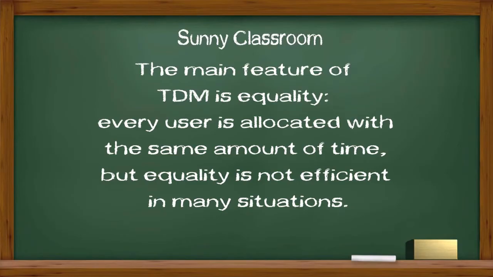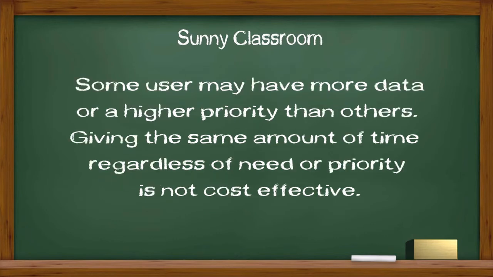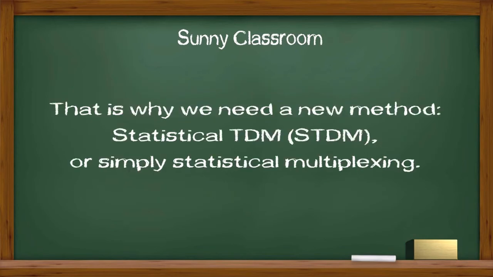The main feature of TDM is equality. Every user is allocated with the same amount of time, but equality is not efficient in many situations. For example, some users may have more data or higher priority than others. Giving the same amount of time regardless of their need and priority is not cost-effective. That's why we need a new method, statistical TDM, or simply statistical multiplexing.